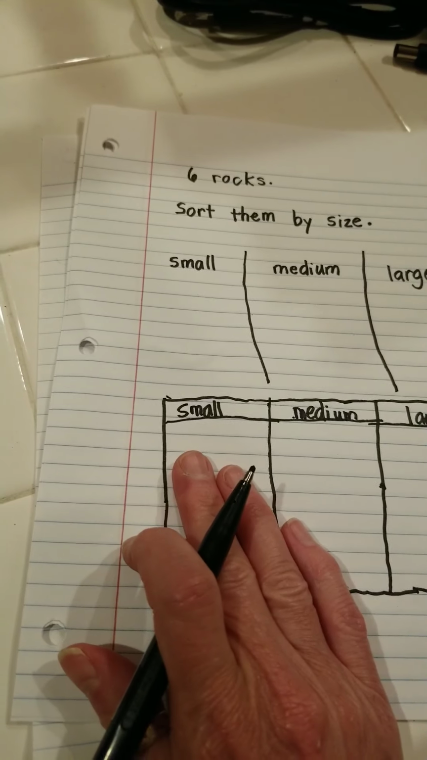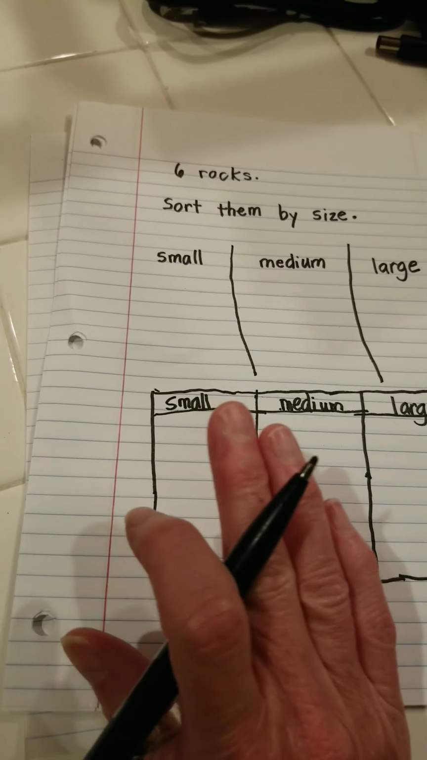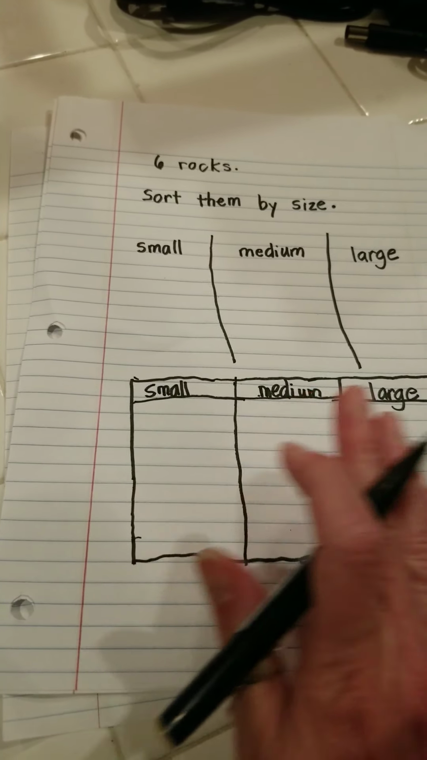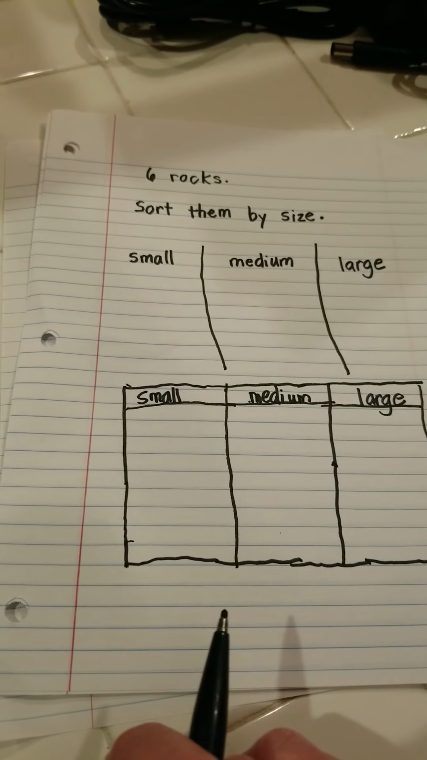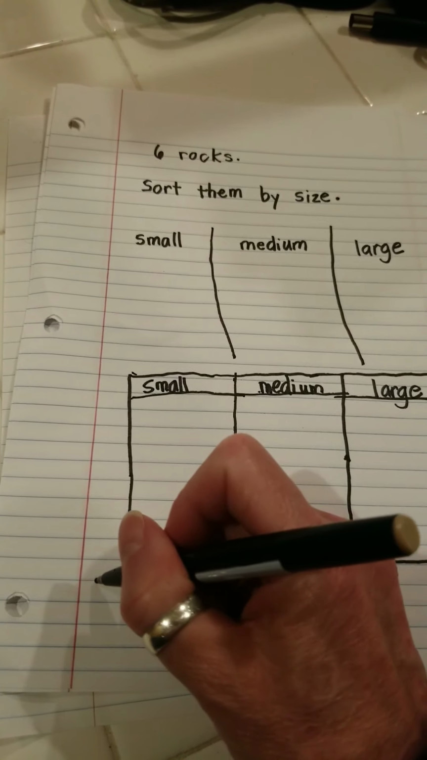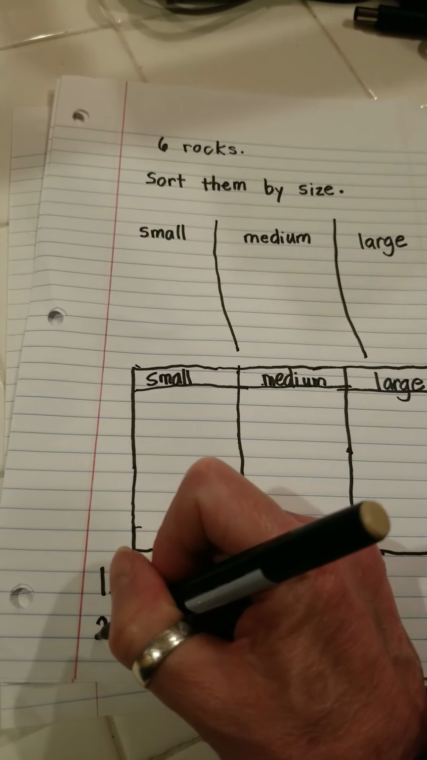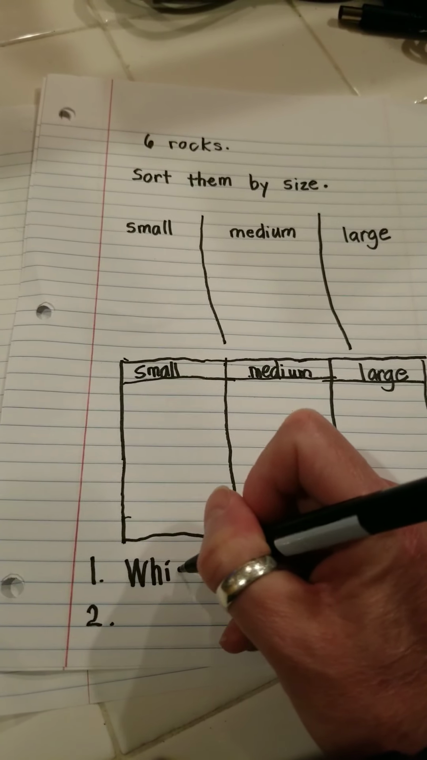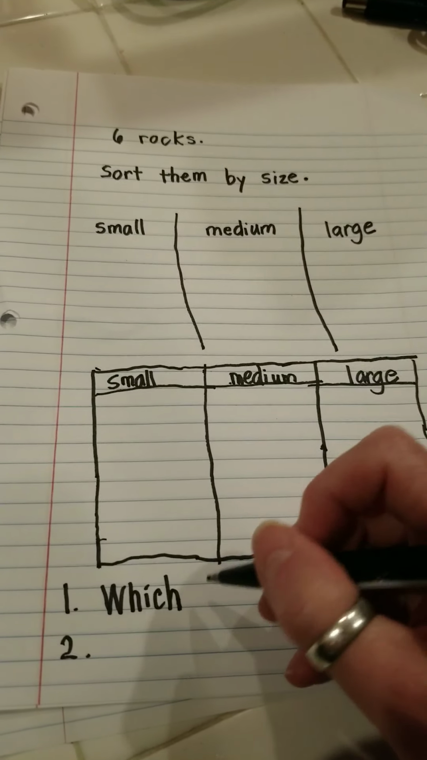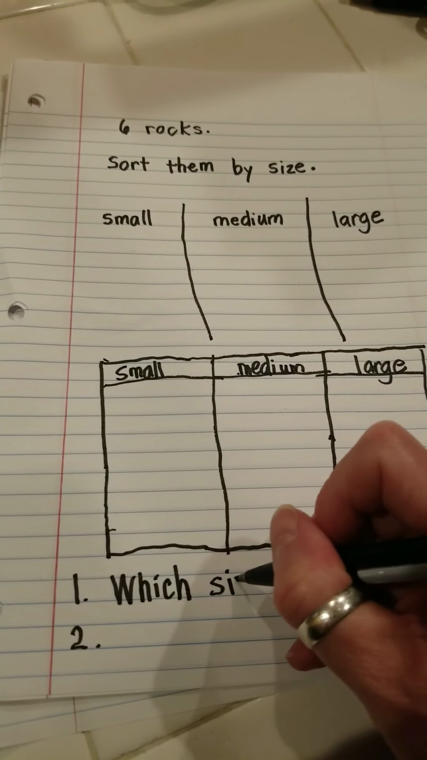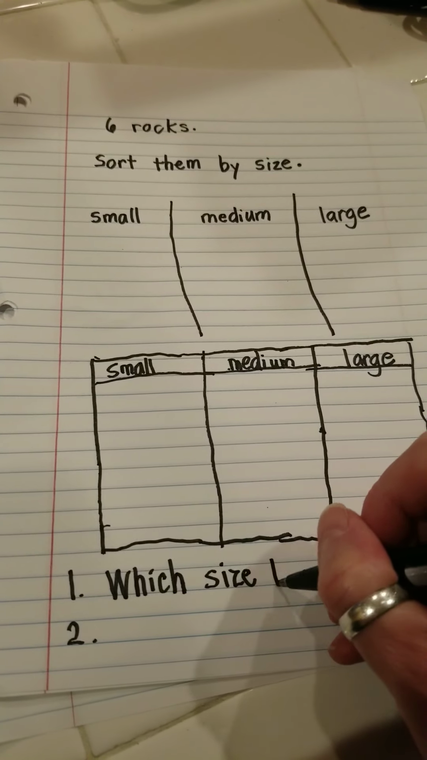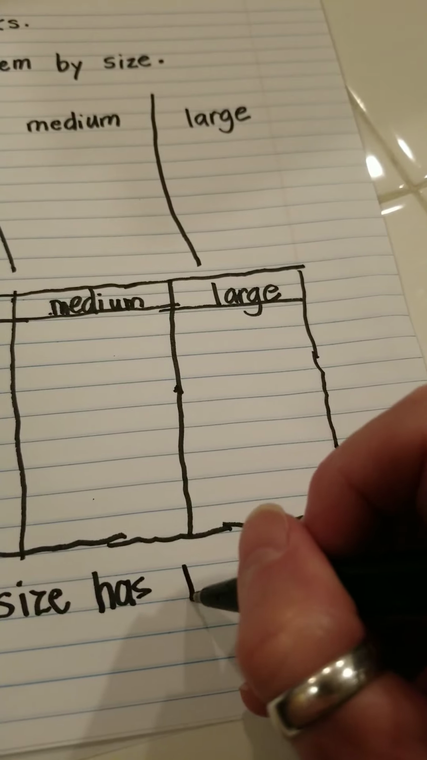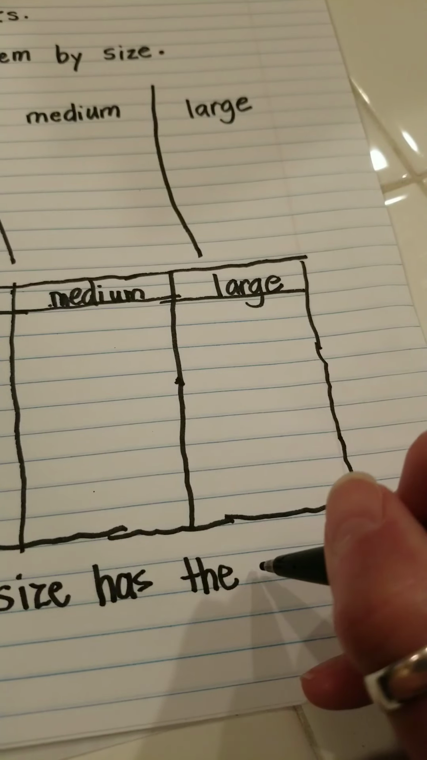And then here I'm going to use circles in a 5 group to show how many small rocks, how many medium rocks, and how many large rocks right here. And then I'm going to answer 2 questions. Which size has the most?